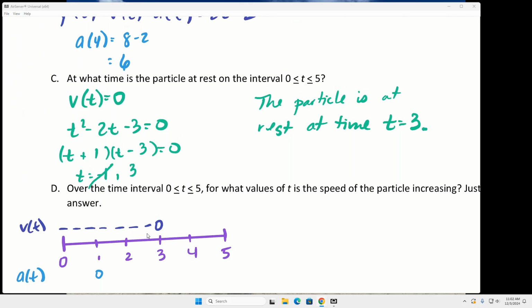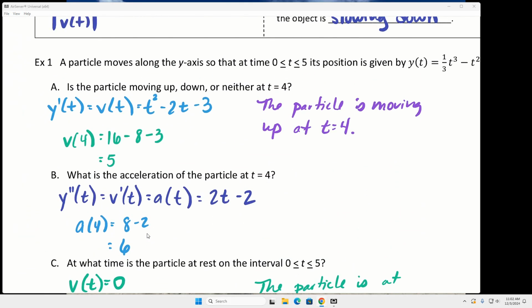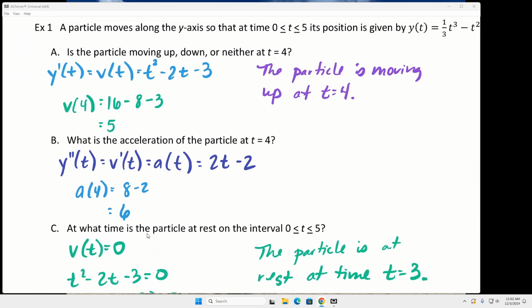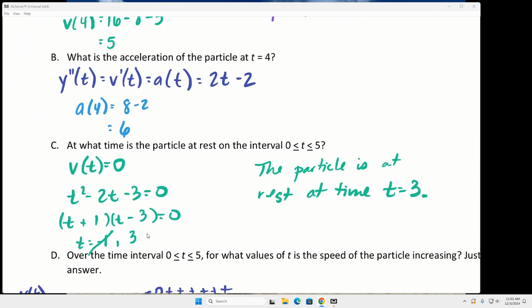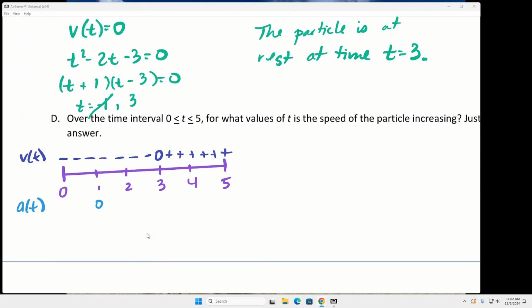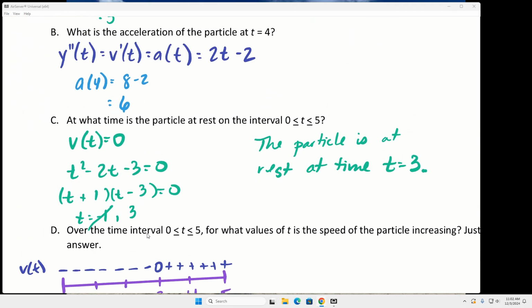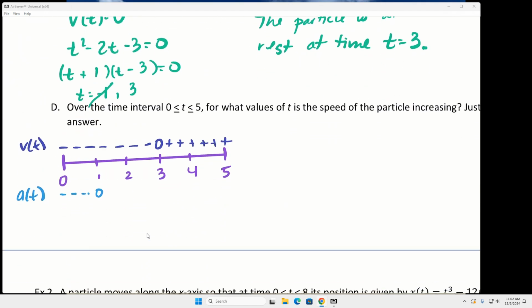Right, and then I've already plugged 4 in. This is nice. I plugged 4 in on part A and I got a positive, right? So that means all of these are positive. And then acceleration, if I put 0 in, I'm going to get a negative. And I have already plugged 4 in, and I got a positive.